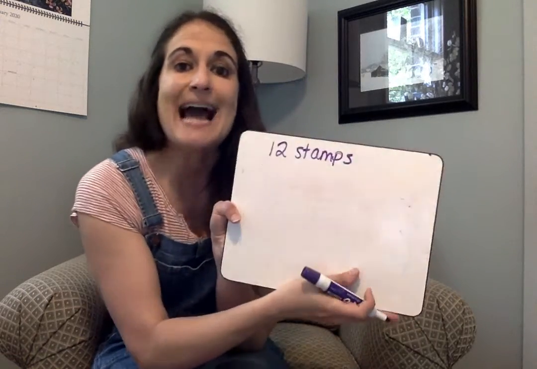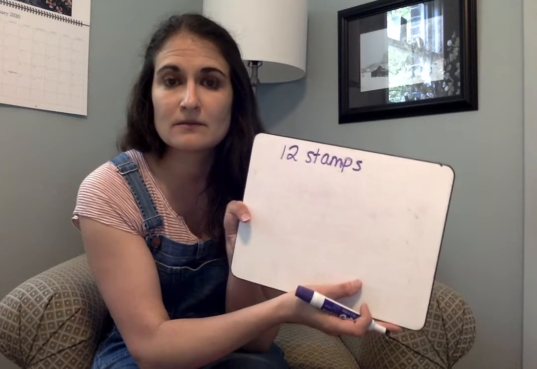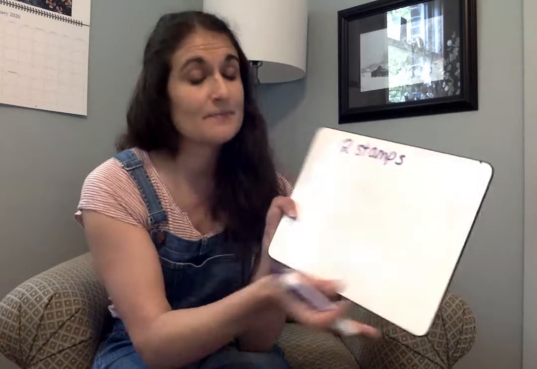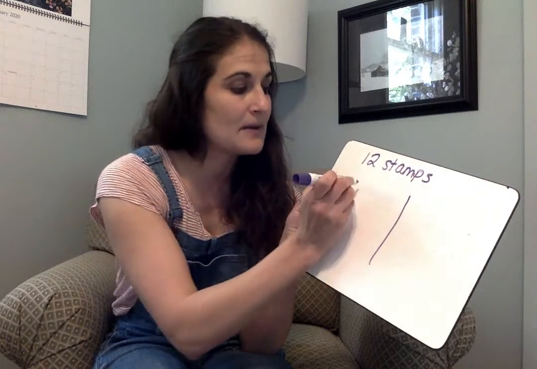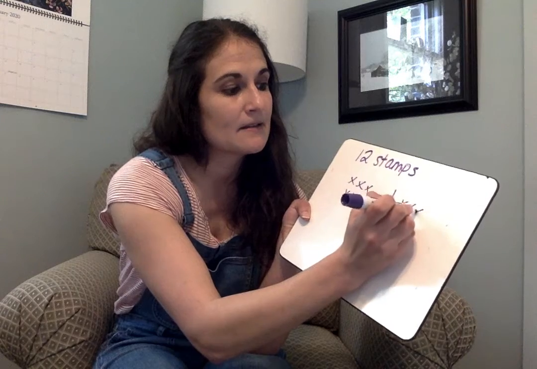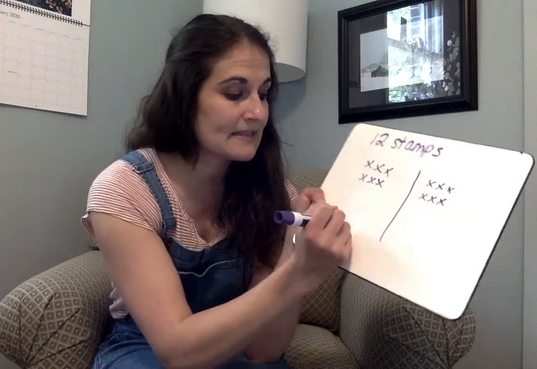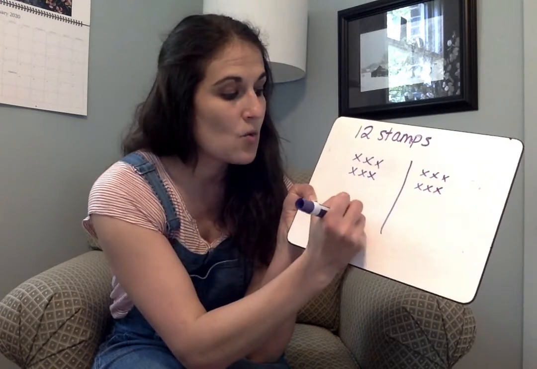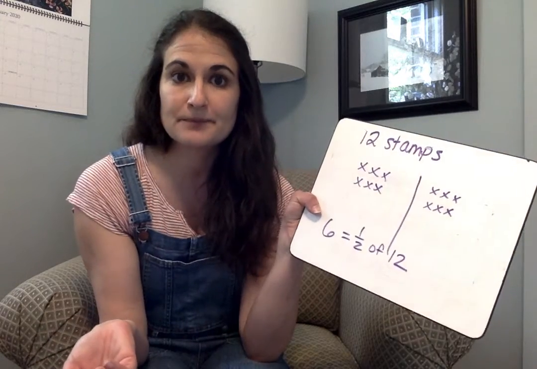So Julie has 12 stamps, and she wants half on one page and half on the other. What is 1/2 of 12? Awesome, it's 6. If I divided my 12 stamps right down the middle, I would have 6 on this page and 6 on this page. My number sentence is that 6 equals 1/2 of 12. 6 is 1/2 of 12.